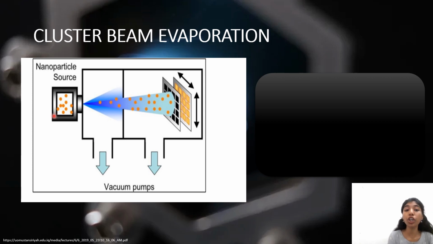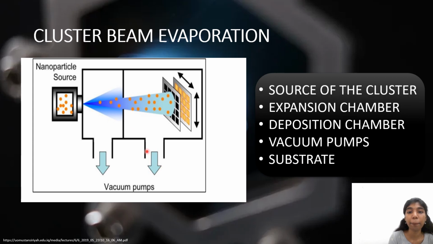The construction and working of this experimental setup is as follows. You have the nanoparticle source. This part of the apparatus is known as the expansion chamber, and this part is the deposition chamber. You also have vacuum pumps, and you also have the substrate here. So how does this work?